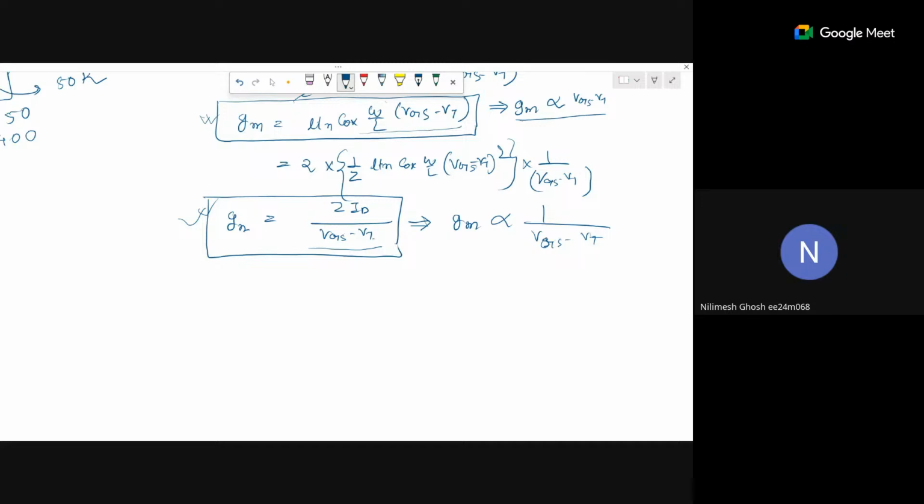And one more expression is there. Can someone manipulate it a little bit more? Okay, I am doing it for you. See, we started our expression.